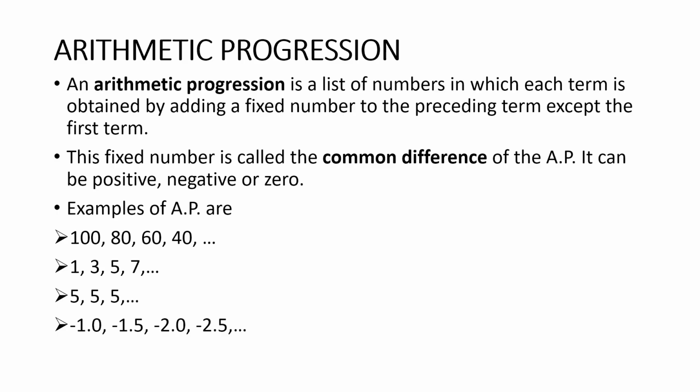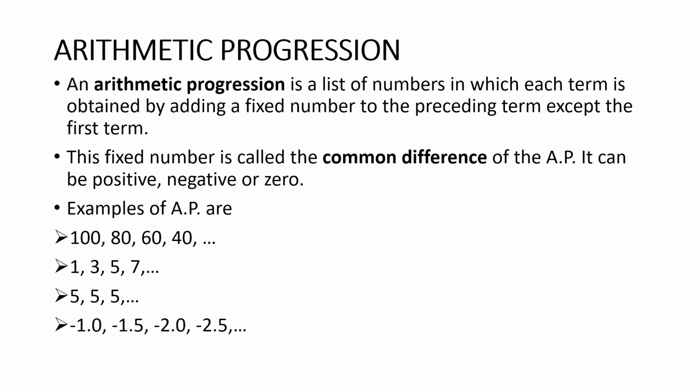What is an arithmetic progression? You must have seen a series of steps leading to a temple or a monument. An arithmetic progression is a list of numbers in which each term is obtained by adding a fixed number to the preceding term, except the first term.